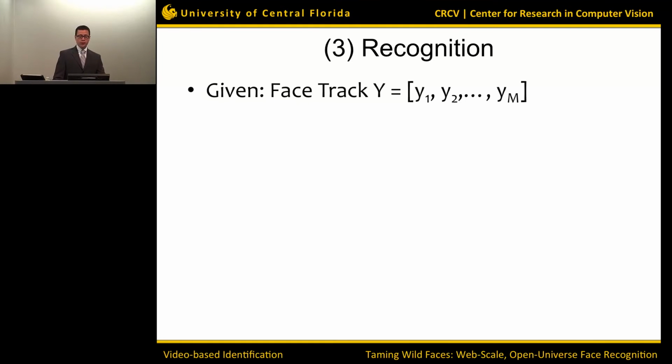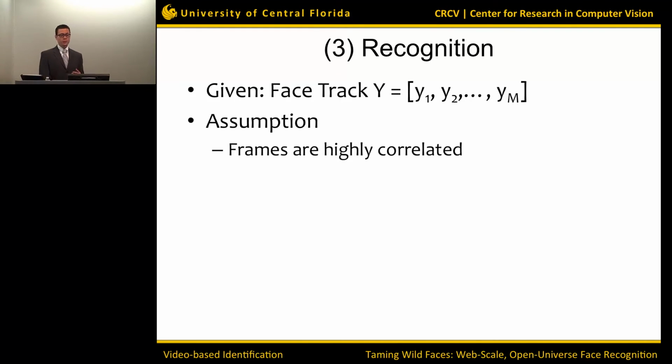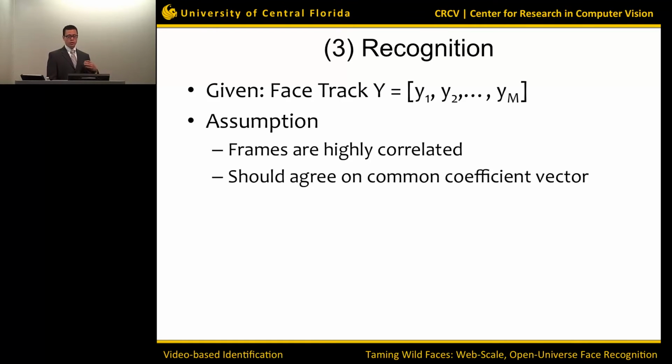However, we know that we have multiple frames from a video face track, and so we need to make some crucial assumptions. The first that we make is that the frames are highly correlated, meaning that all the frames within a face track are of the same person and they have a similar appearance. So we make this strong assumption from this that they should all agree on one common coefficient vector.